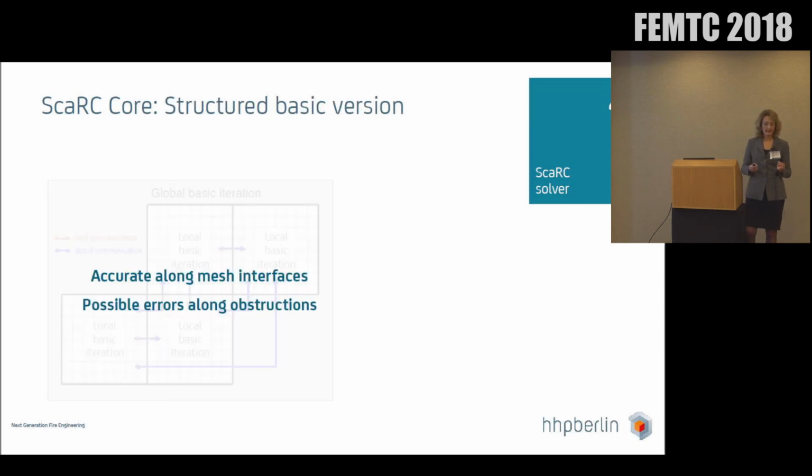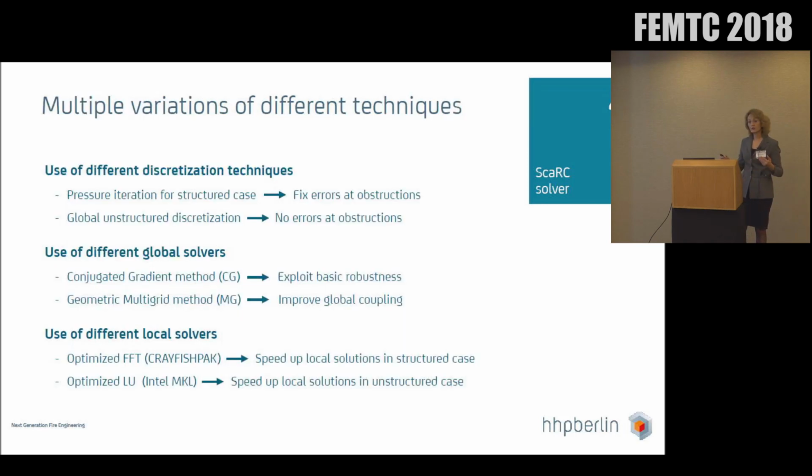So, in its basic version, it's also using a structured discretization. So there can still be errors along internal obstructions, the same as for the FFT. But as I told you, there are a lot of ways to generalize it. So I can also use the same pressure iteration as for the FFT, which I do in the default version. So the pressure iteration can be used to reduce those internal obstruction errors.